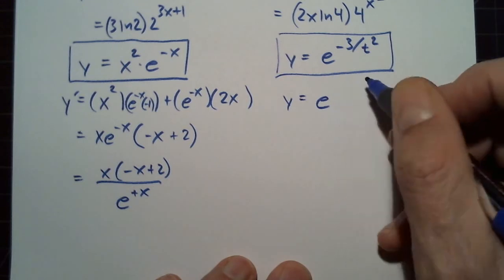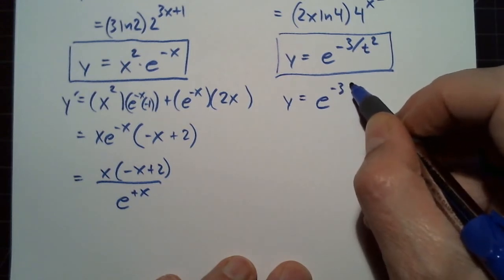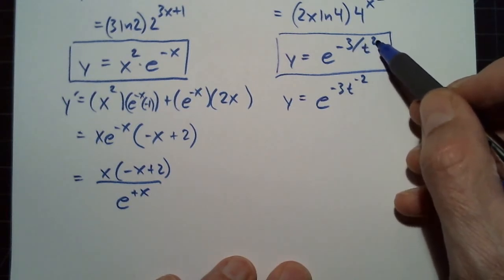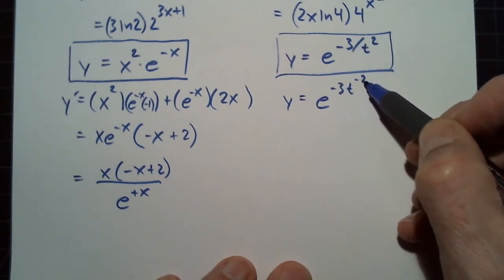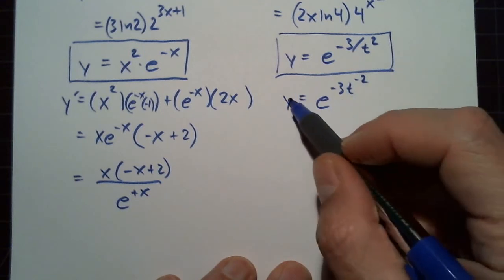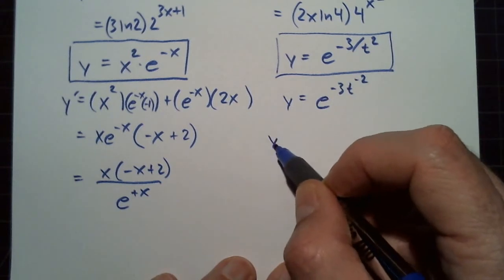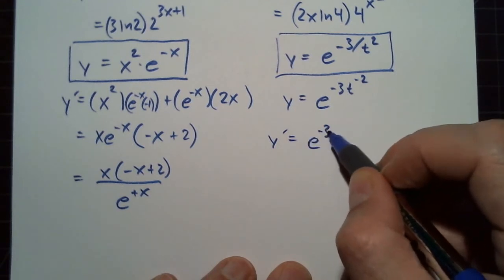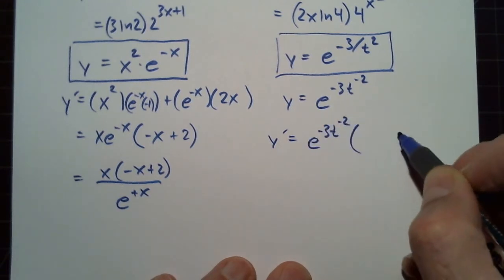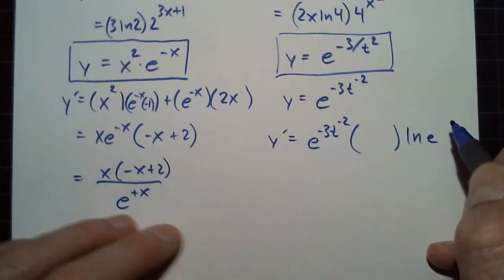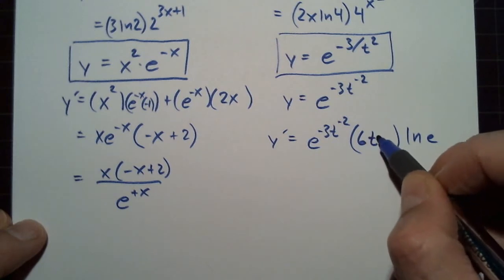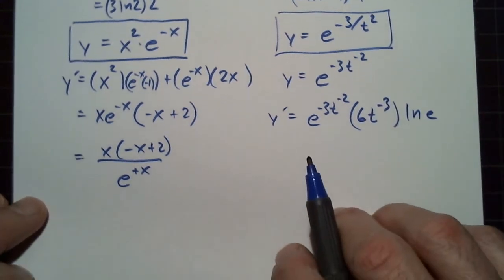So this is not calculus, this is just rewriting. Instead of dividing by t squared, let's multiply by t to the negative 2. Now we just have e to some power, and the derivative is copy, chain rule, ln of the base. The chain rule gives us 6t to the negative 3.